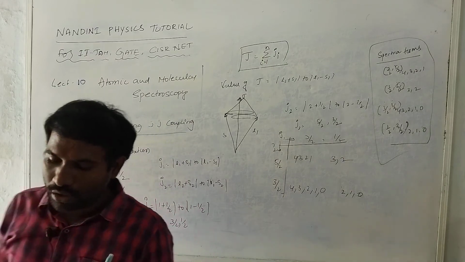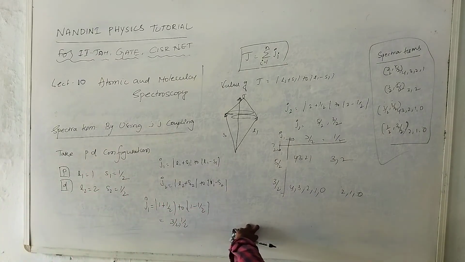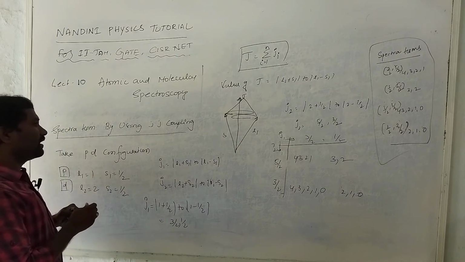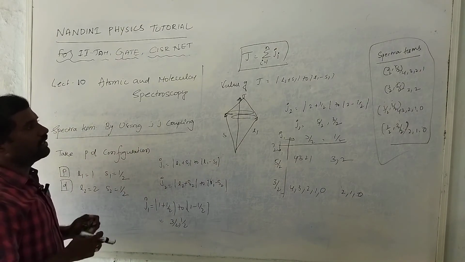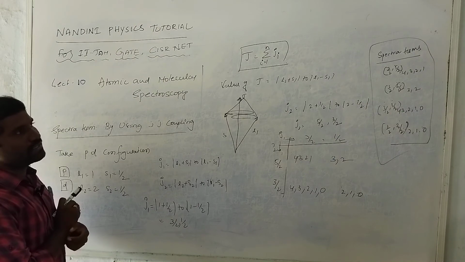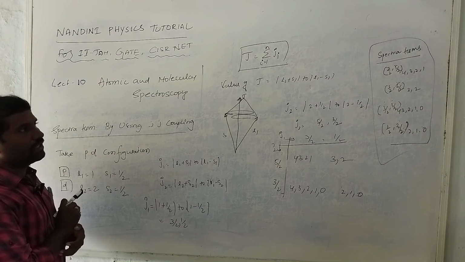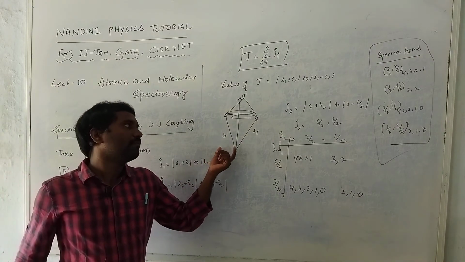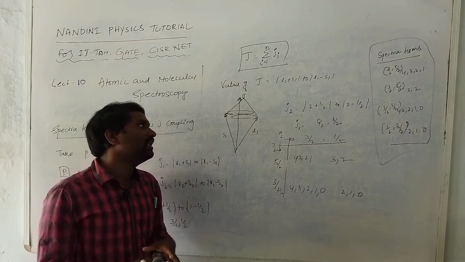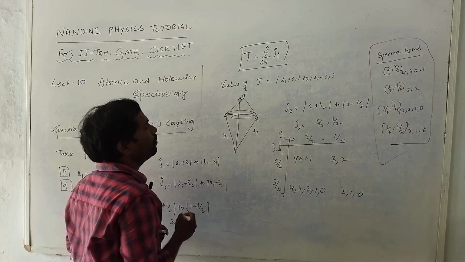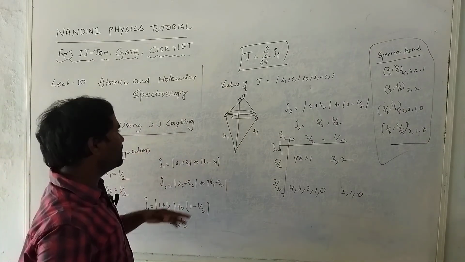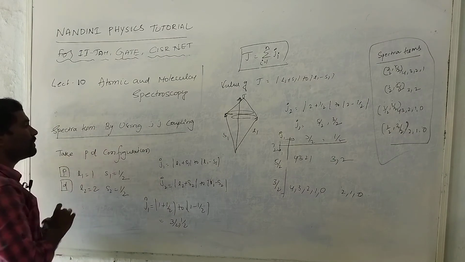So this is about JJ coupling. Using JJ coupling I find the spectral terms of the configuration. JJ coupling is what happens whenever the atomic number of the atom increases: at that time the LS coupling breaks down and finally forms JJ coupling. So using the JJ coupling technique, I want to find the spectral terms.